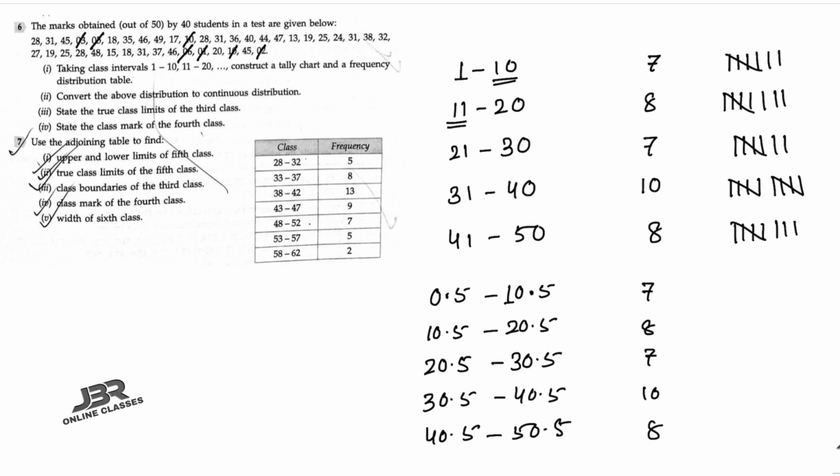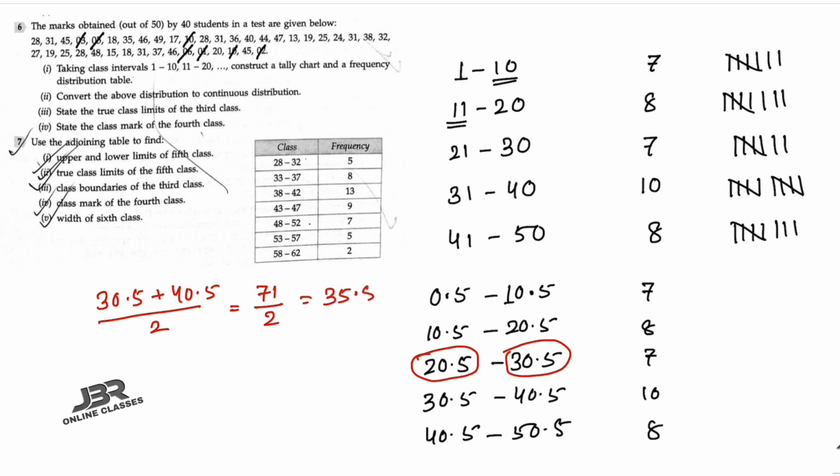Now number 3, state the true class limits of the third class. So here the lower limit is 20.5 and the upper limit is 30.5. Now state the class mark of the fourth class. So for the fourth class, 30.5 plus 40.5 divided by 2, it's 71 by 2, not 5. That equals 35.5 as your answer.